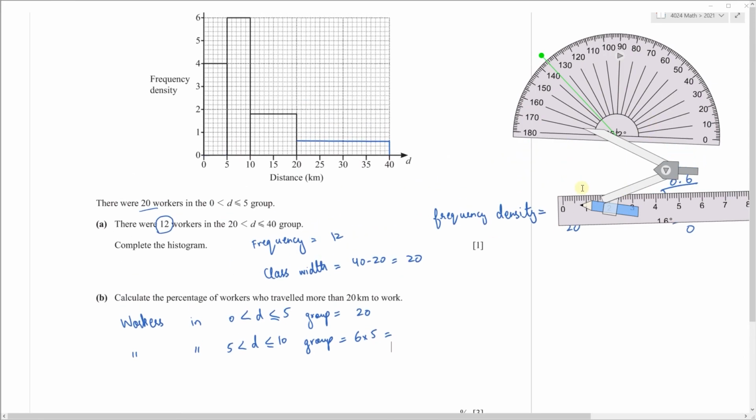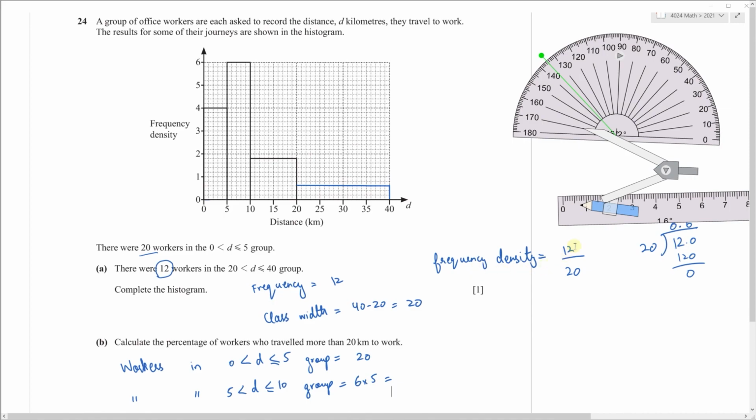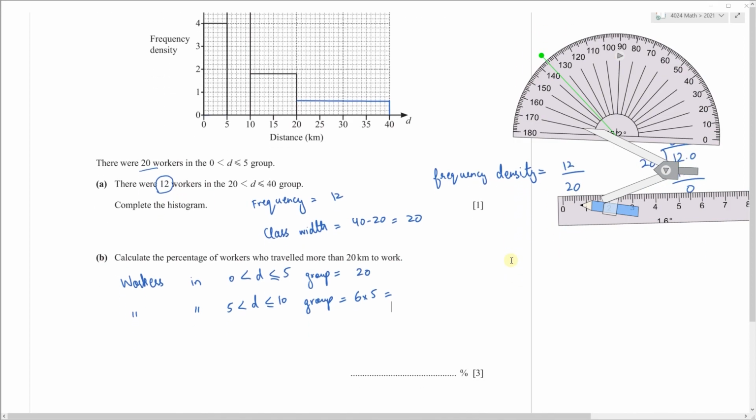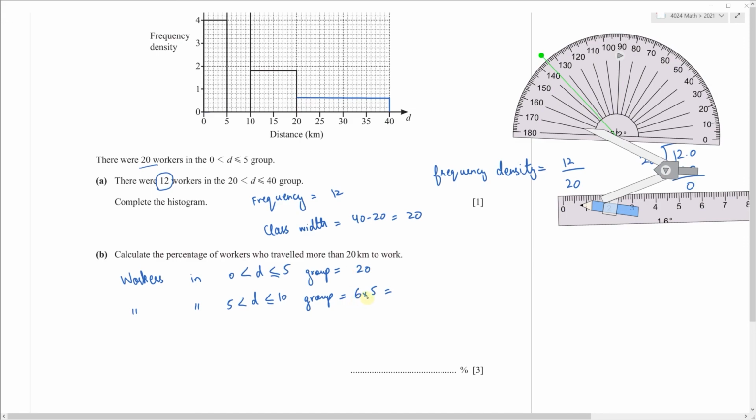So basically I'm using this formula again. Frequency density is frequency over class width. This time we are calculating the frequency, which is the number of workers. So frequency will be frequency density multiplied by class width. So frequency density 6 multiplied by class width 5, from 5 to 10 is 30. So 30 people in this group.